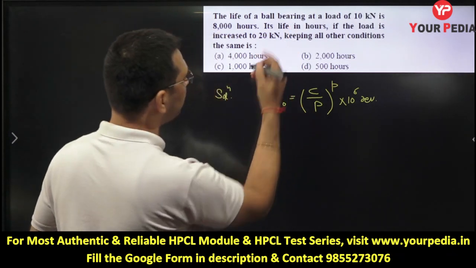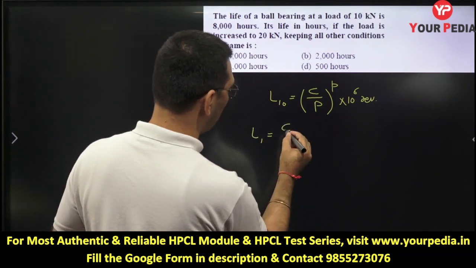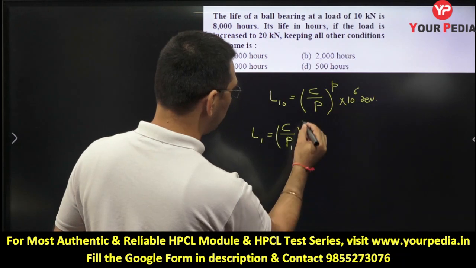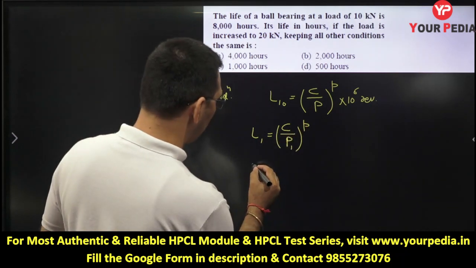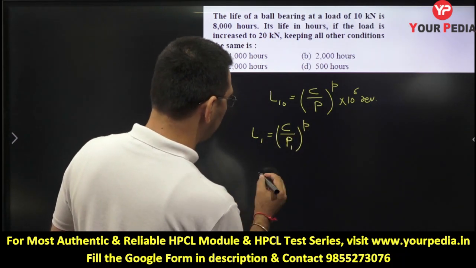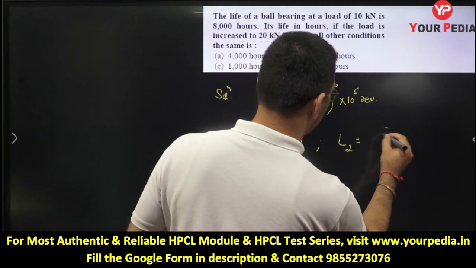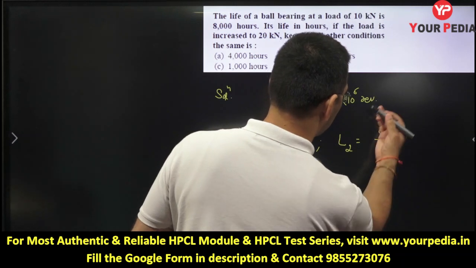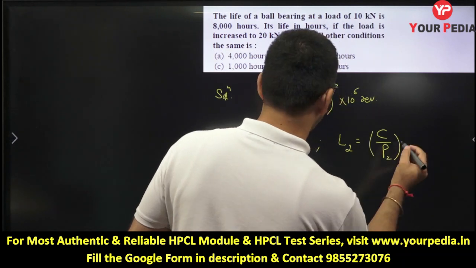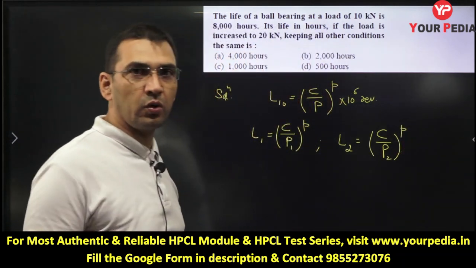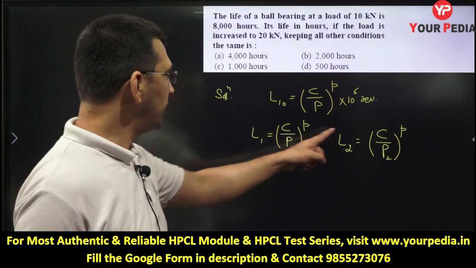But anyway, let me take the first case, where this is the same life, the L10 life. I am writing it as L1, when the load was P1. So life L1 was this. Now I change the load, so the life will change. What will happen to the dynamic load carrying capacity? The bearing is the same, so the dynamic load carrying capacity is not going to change. For the same bearing, it will be the same. So C is going to remain the same.